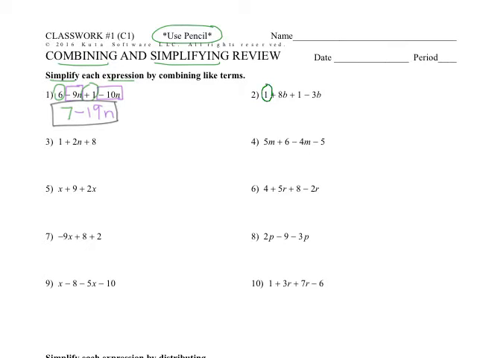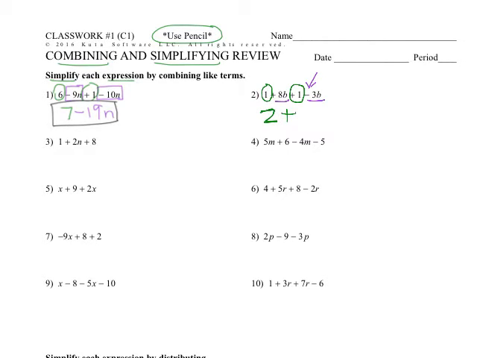I see a 1 and another 1. Those things are alike because there's not a variable with them. And then we have 8b and negative 3b. Remember, you have to look at that sign that is right in front of that term. It's not just 3b, but it's negative 3b. All right, so if we combine the things in green, 1 plus 1 is 2.